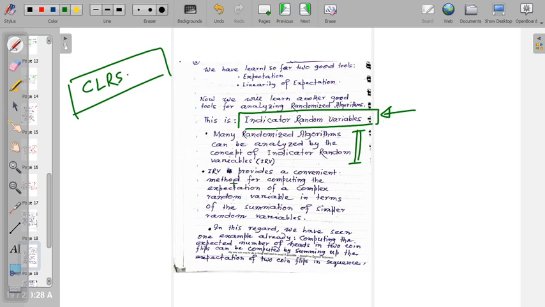And this indicator random variable provides a convenient method for computing the expectation of a complex random variable in terms of the summation of smaller random variables. So that linearity of expectation concept will be coming in to develop the theory about this indicator random variable. The smaller random variables we can sum up and get a big result about the problem we are discussing.